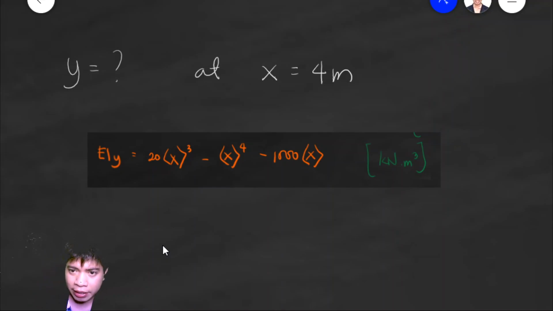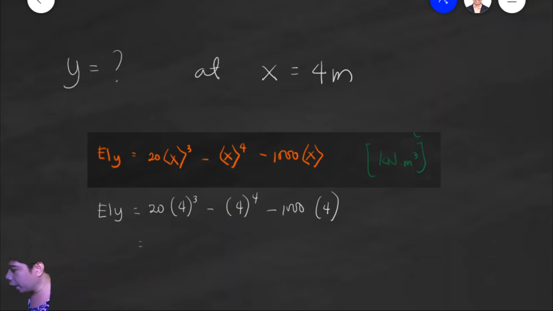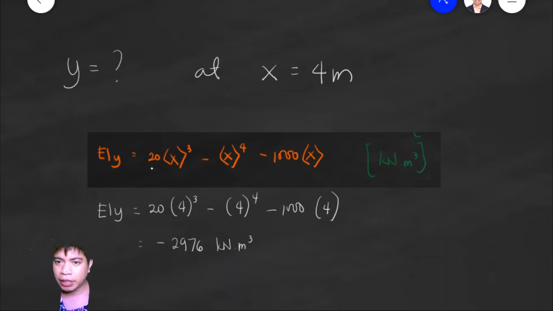So ang mangyayari is EI y is equals to 20 times 4 cube minus 4 to the 4th minus 1,000 times 4. Okay? So ang lalabas dito guys is this will become equal to negative 2976. Okay, this is in kilonewton cubic meter. Ito yung sinolve natin. This is kilonewton cubic meter.